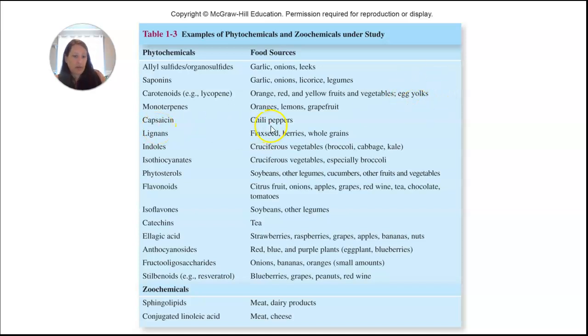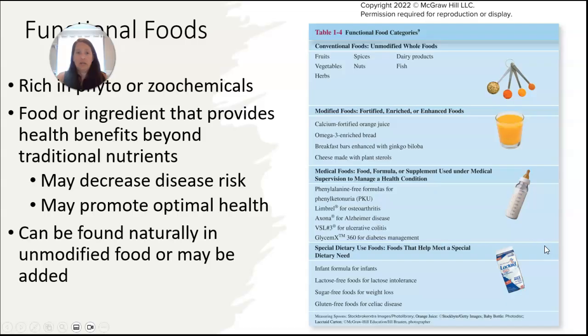Capsaicin is found in chili peppers. Flavonoids are found in citrus fruits, onions, apples, grapes, red wine, tea, etc. How about one from an animal source, sphingolipids, found in meat and dairy. Again, research is still being conducted on these to find out exactly what they're doing, but many of these have been shown to promote health and lower the risk of disease.